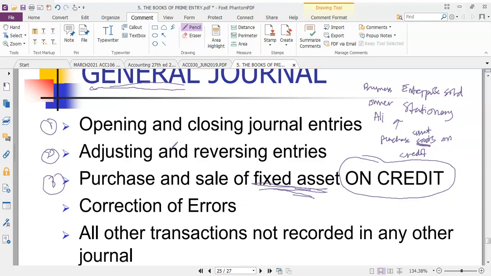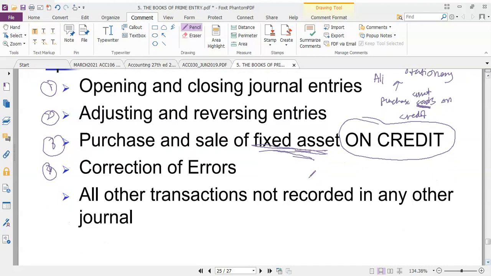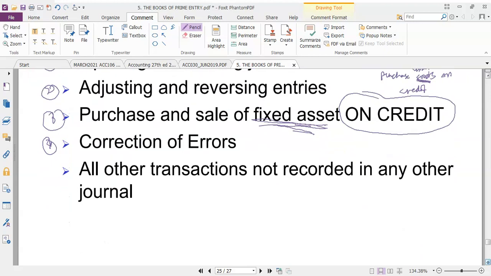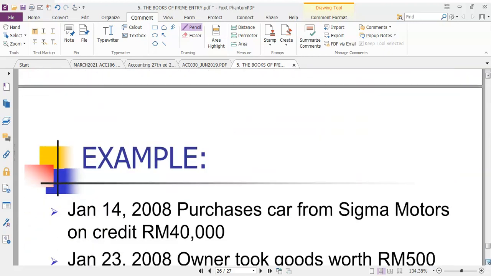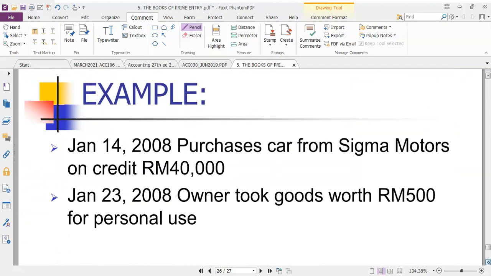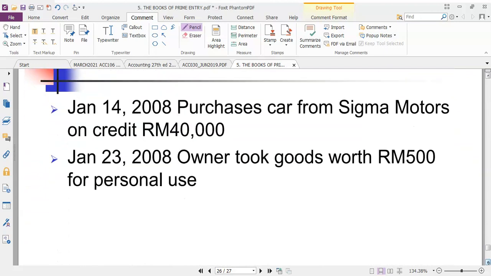Then after that, if we have any correction of errors, we must put it in the general journal. And all the transactions not recorded in any other journal, we must put in the general journal. I hope that you will identify the difference.